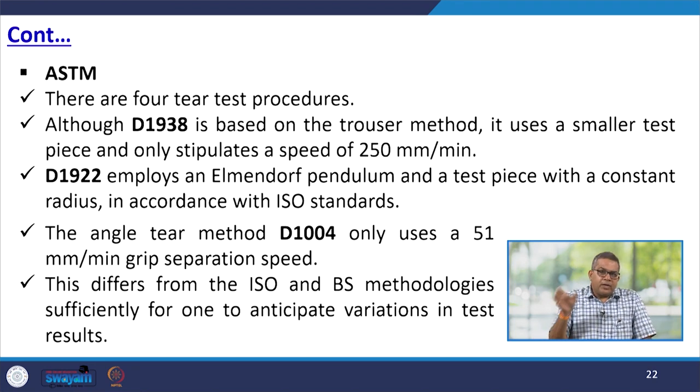Now, if we compare with the ASTM tests, there are four tear test procedures. Although D1938 is based on the trouser method, it uses a small test piece and only stipulates a speed of 250 mm per minute. D1922 employs an Elmendorf pendulum and a test piece with a constant radius, in accordance with the ISO standard. The angle tear method D1004 only uses a 51 mm per minute grip separation speed. This differs from the ISO and BS methodologies sufficiently for one to anticipate variation in test results.